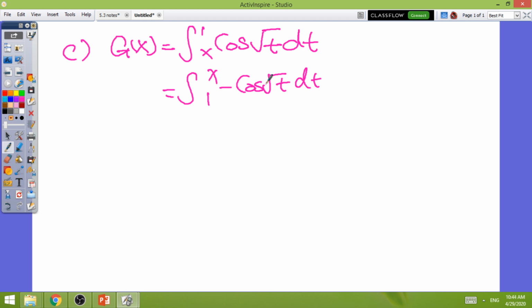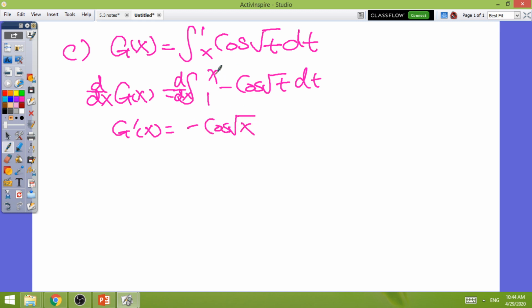And now the next step, let's do some analysis. Again, this one is g of x. Taking the derivative of both sides with respect to x, this one turns out to be g prime of x. And for the rest of this, instead of using t, we're using x. So it's going to be negative cosine of root x, times the derivative of x, which is 1, multiplied by the original function. And the derivative of 1 is 0, so there's no need to worry about it. And that's it, g prime of x.